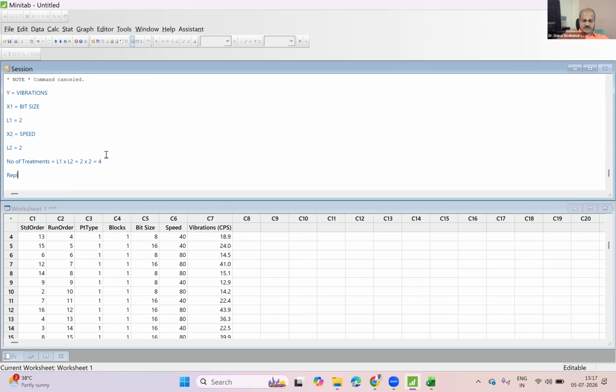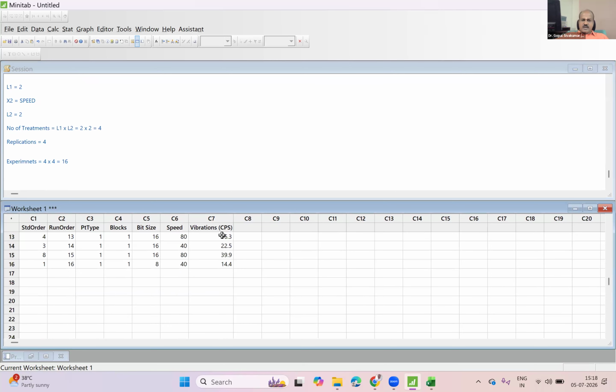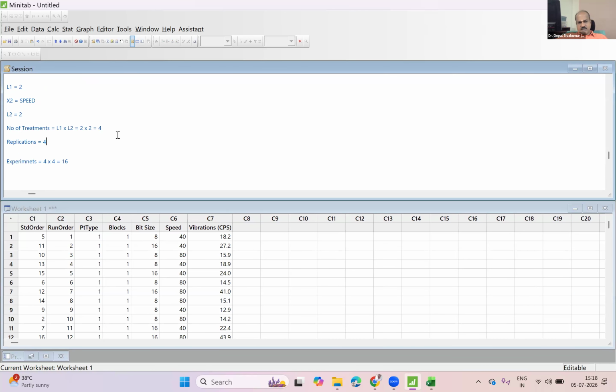Now replication. Replication in this case is 4. So the total number of experiments will be 4 into 4, the 4 replications, so 16 experiments. That's why you are seeing 16 readings of vibration. Now you have to choose the one best value out of the 4 treatments. Totally, there are only 4 treatments, best out of the 4.